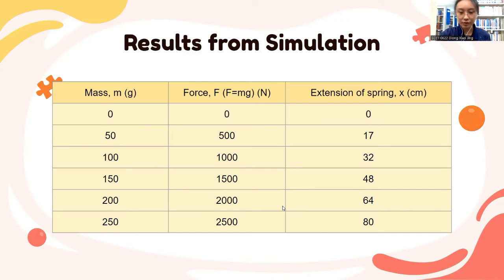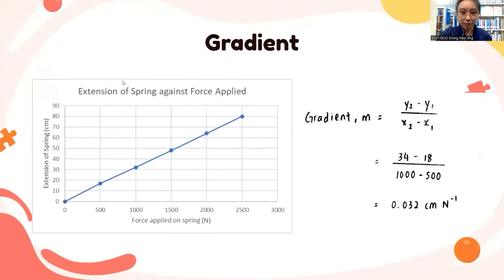So, I obtained the results from the simulation in this table. We can see that when the force increases, the extension of the spring also increases. From this graph that I obtained from the simulation, I can calculate that the gradient equals (y2 − y1) over (x2 − x1). So 34 minus 18 over 1000 minus 500 equals 0.032 cm per Newton.